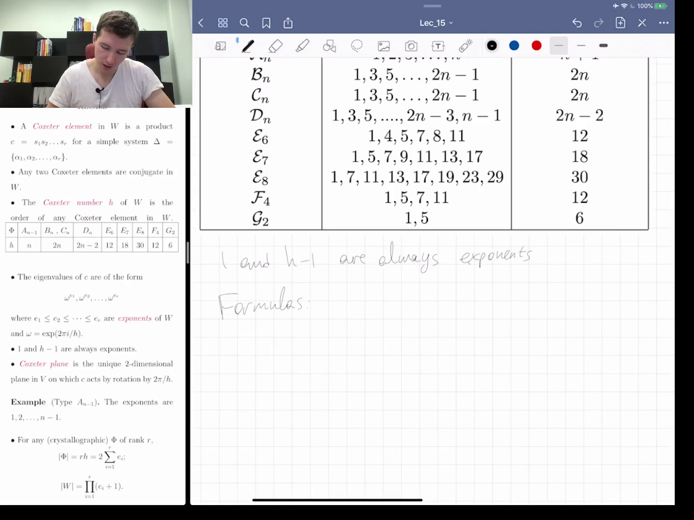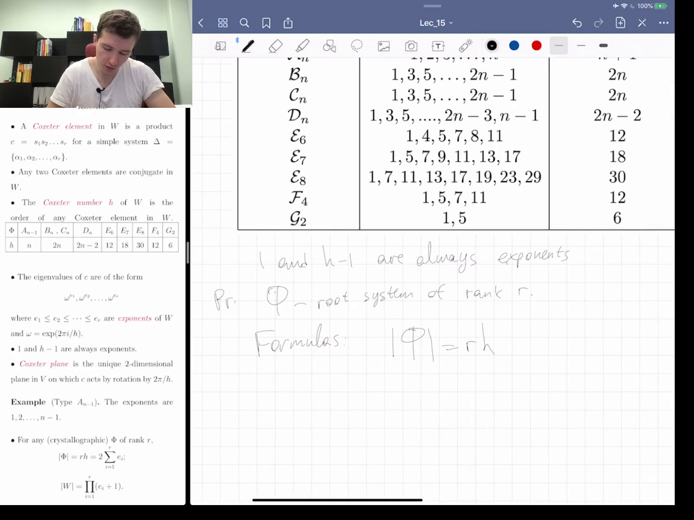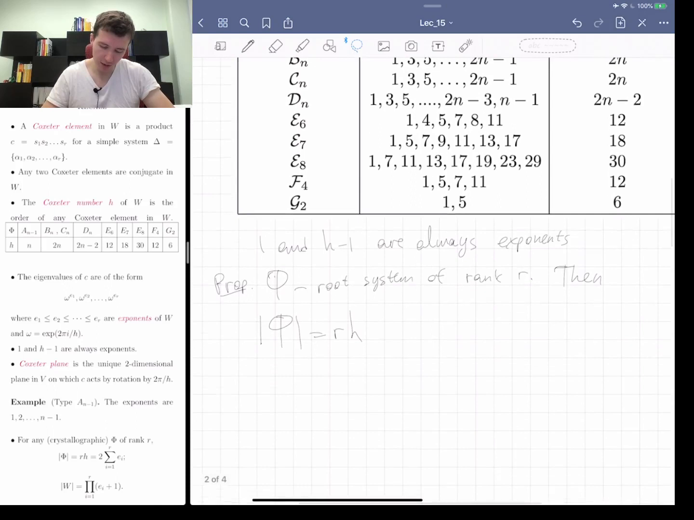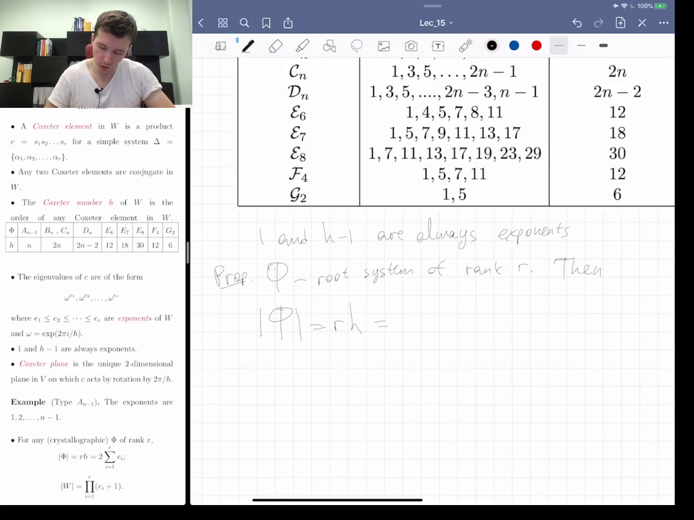So the first formula is for the number of roots. The number of roots is, well, a super beautiful formula. It's just R times H. So I take phi to be a root system of rank R. Let me even say that this is a proposition. Then the following formulas are true. The first one is that the number of roots is just the rank times the Coxeter number, which is crazy to think about. I should do an example, but let me first write down another formula, which is twice the sum of the exponents.